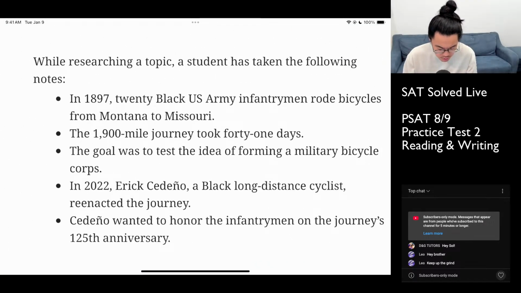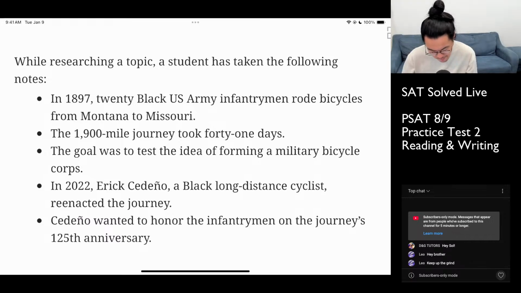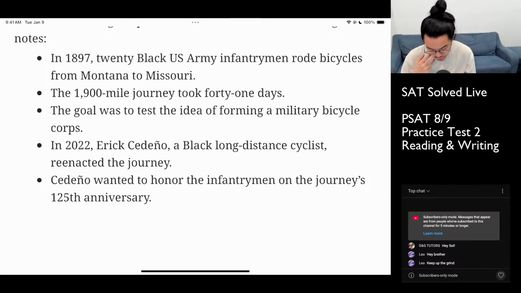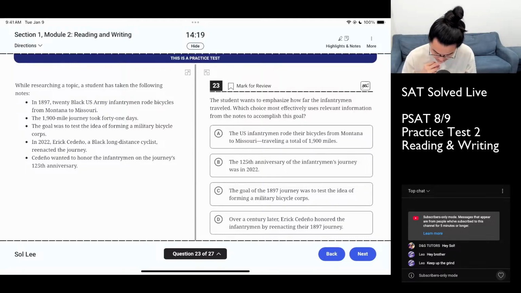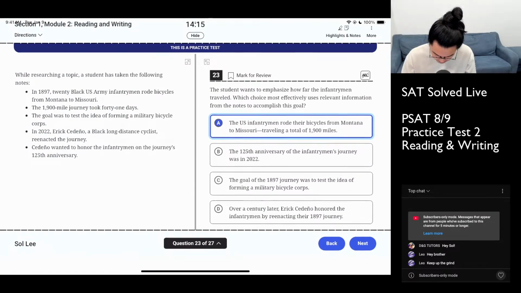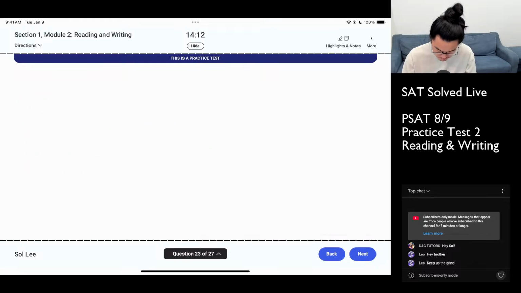Following notes: 20 black U.S. Army infantrymen rode bicycles. Okay. 41 days. Losing track. Montana to Missouri. Got it. 41 days. Military Bicycle Corps. In 2022, this is more than 100 years later. Reenact the journey to honor. Okay, there we go. How far they traveled. That is 1,900. Okay, that is correct.